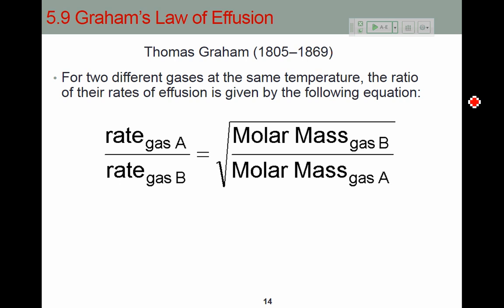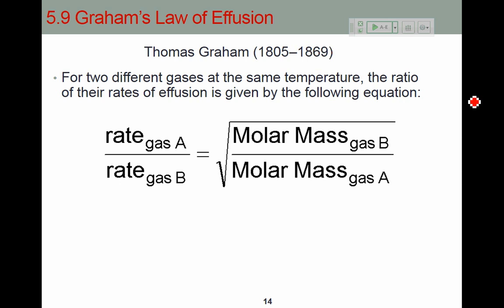Rate of gas A divided by rate of gas B is equal to the square root of the molar mass of B over the molar mass of A. And then we can get the rate that A will diffuse either faster or slower than B. If gas A is a heavier gas, then that number is going to be less than 1. If gas A is a lighter gas, then that number will be greater than 1, because a lighter gas will diffuse faster.